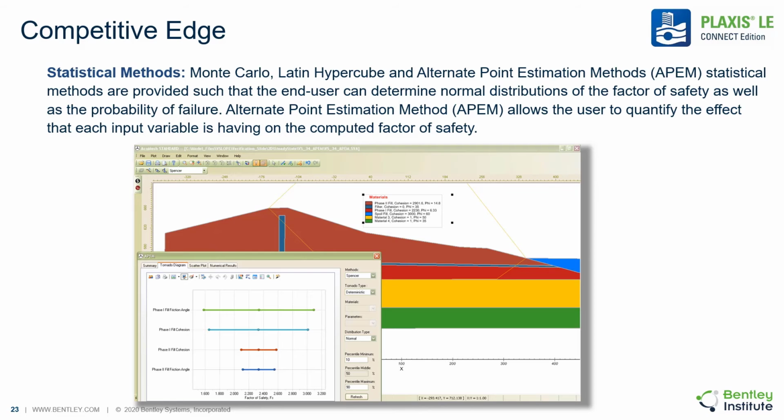In the alternate point estimate method, you can keep the model runs quite low and still analyze the variability of a lot of different input parameters and generate tornado diagrams, which are shown here. And these tornado diagrams show which parameter has the ability to alter the factor of safety calculation by what amount. And so it's a very helpful type of analysis that shows really the relative influence of each of your input parameters on the ultimate factor of safety.